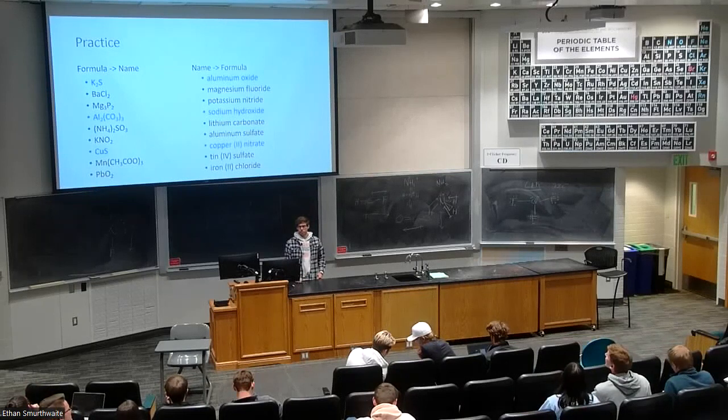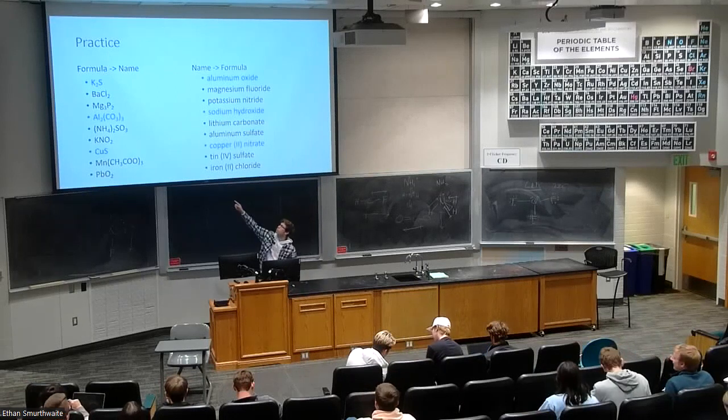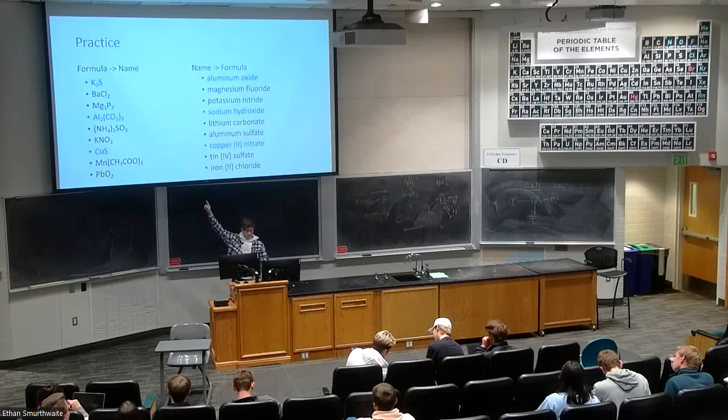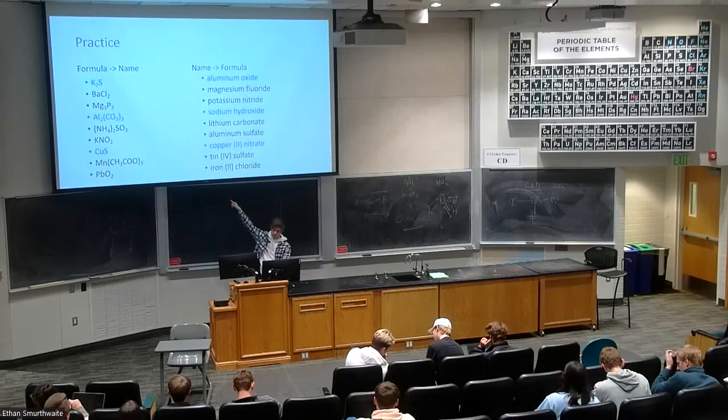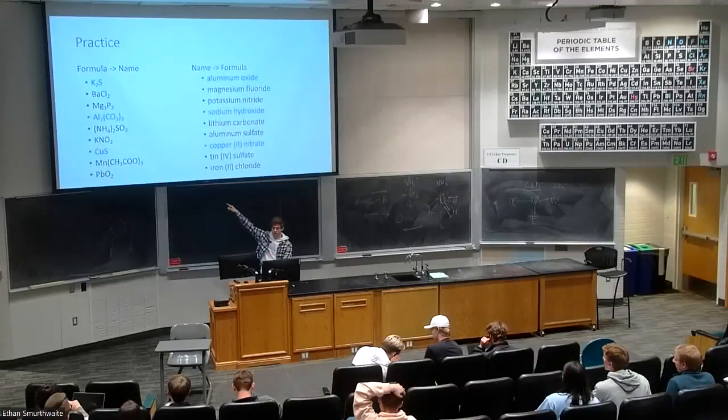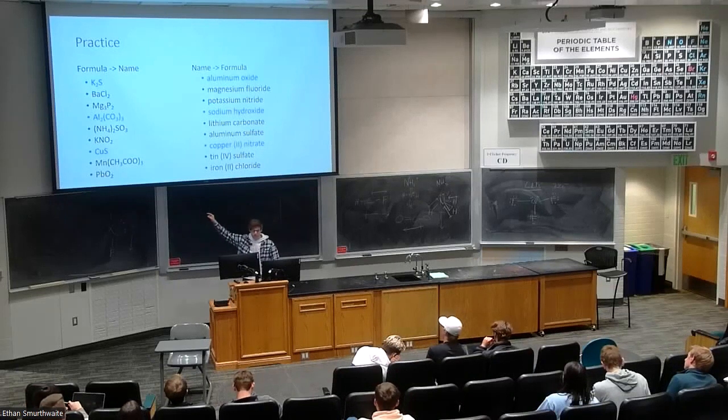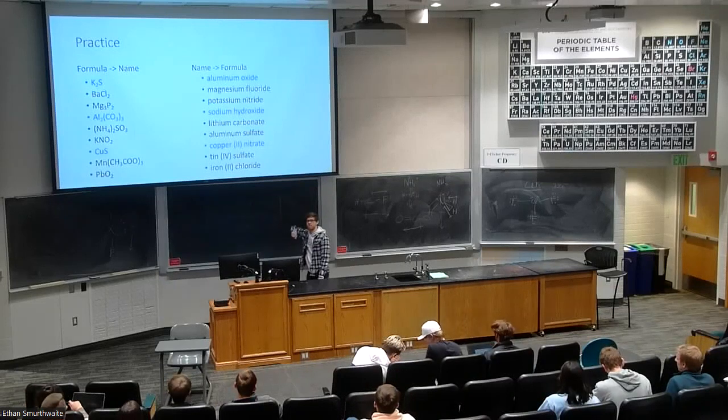Okay. All right, someone shout at me the answers. What is on this first column? What are the first three? Potassium sulfide, what's the next one? Barium chloride, what's the next one? Magnesium phosphide, very good. Can someone tell me the formula for aluminum oxide?